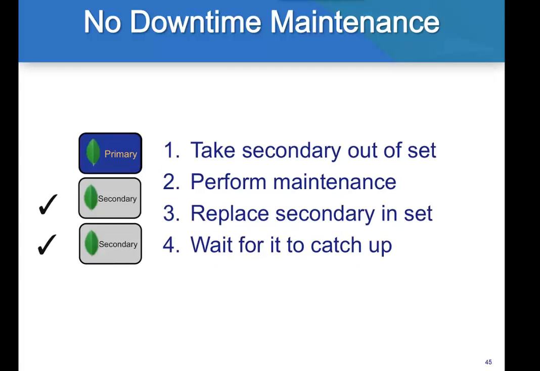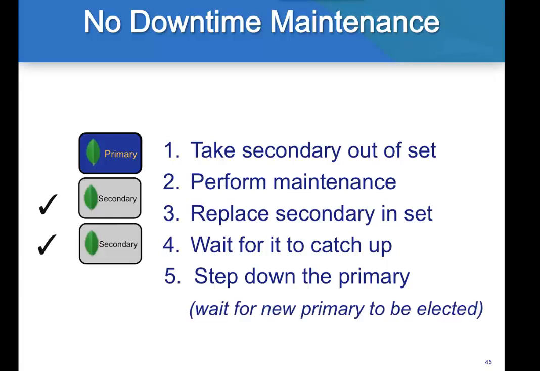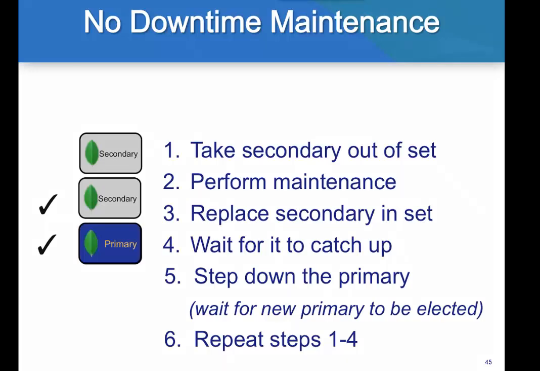So now the only thing that you've got left is to work on the primary node. What you do at this point is you step down the primary. Okay? You tell it you want to convert it to a secondary. That will trigger an election, and some other node will become primary. At this point, the former primary node, now the secondary node, you can maintain just the way we did the others. Take it out of the set, perform the maintenance, have it go back.